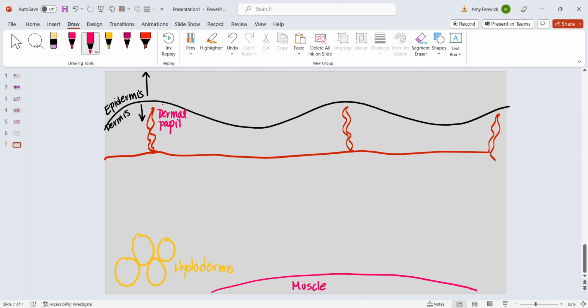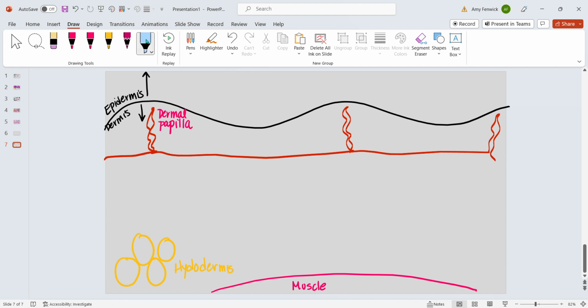I know you're like, Amy, I thought those were epidermal ridges. Yes, right? If you're going to refer to the epidermis, we would call these epidermal ridges. If you're going to refer to the dermis, we call these dermal papilla. Sorry, it's just the frame of reference, that's all.